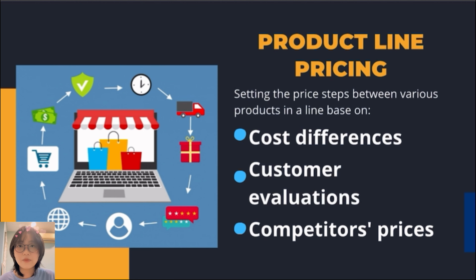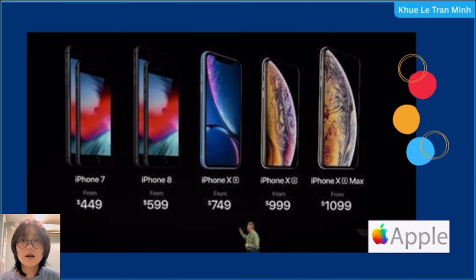So, product line pricing is setting the price gap between various products in the product line based on cost differences between the products, customer evaluations of different features, and competitor prices. A common example of product line pricing is a company that makes smartphones. Taking Apple's iPhone for example, the main product line is smartphones, but each iPhone, such as the iPhone 7, 8 to X, is priced differently, showing that they offer different features within a certain product line.